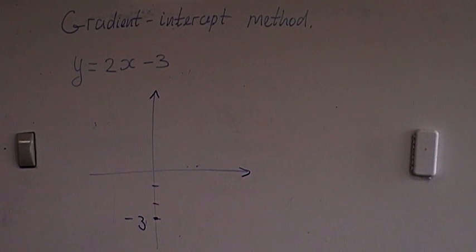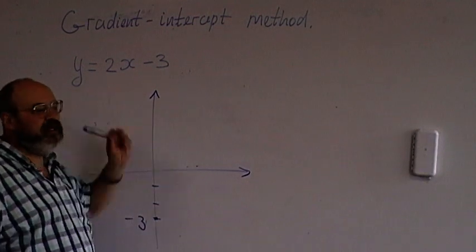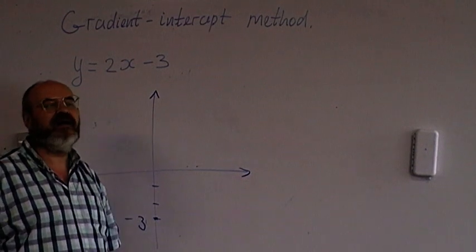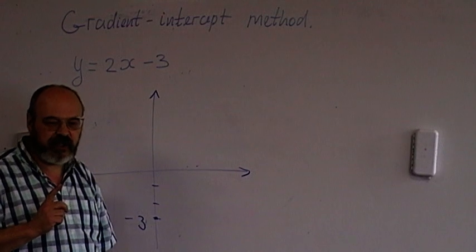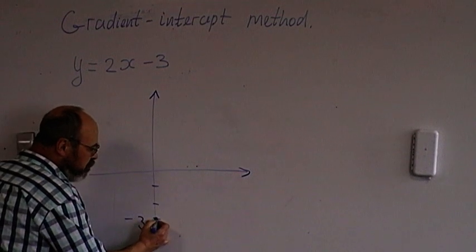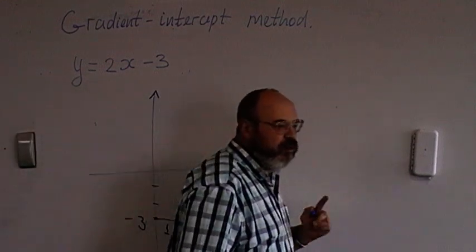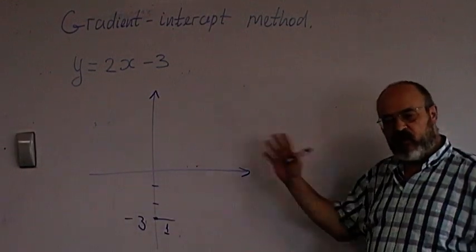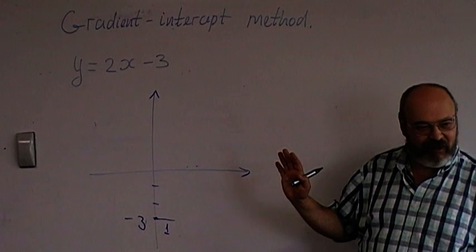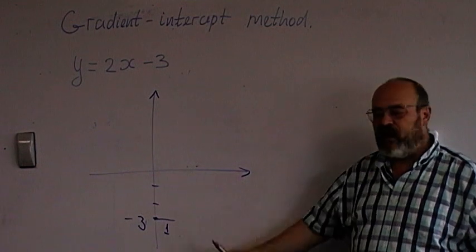So we start from the y-intercept, negative 3. Then, what is the meaning of the gradient? Gradient tells us how much it's going up or down by. How much y changes when x changes by 1. So we run by 1. And we always remember, we always run from left to right. We never run from right to left, always from left to right.